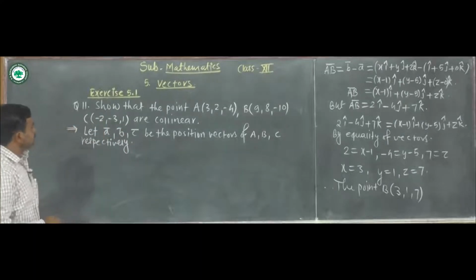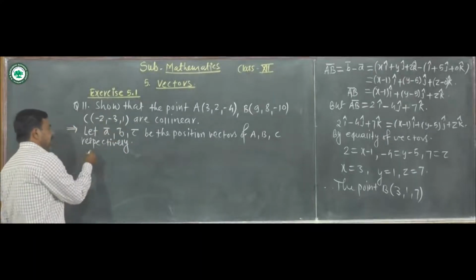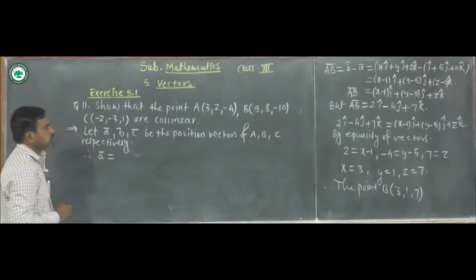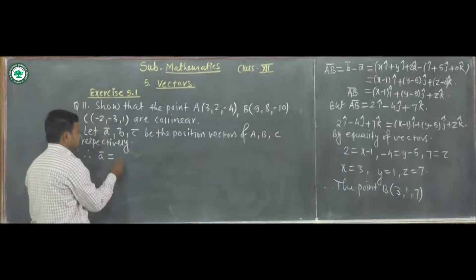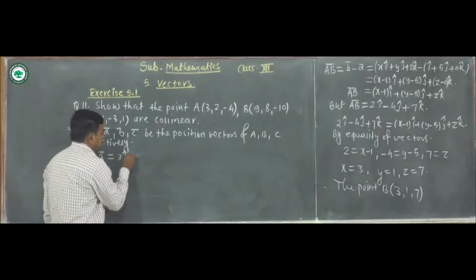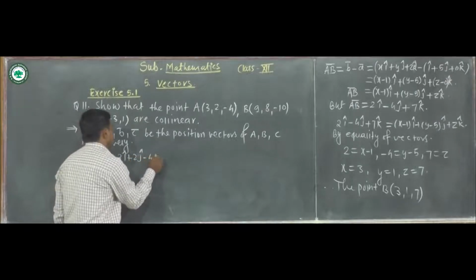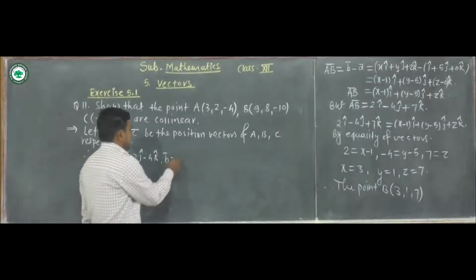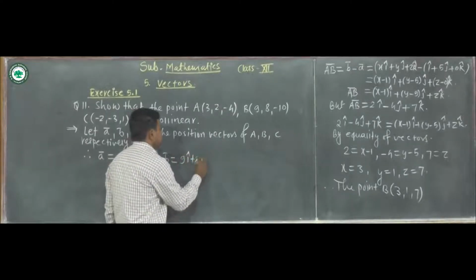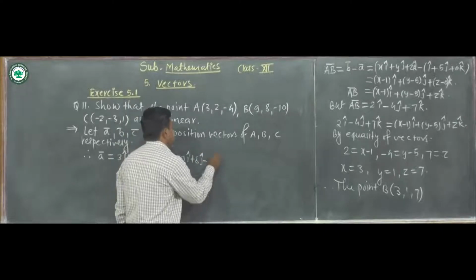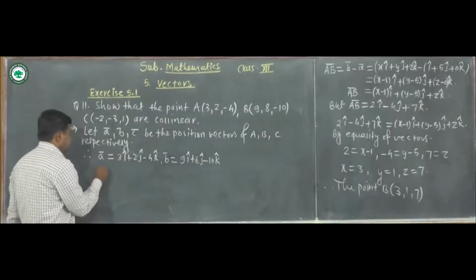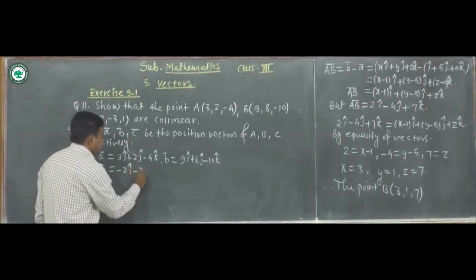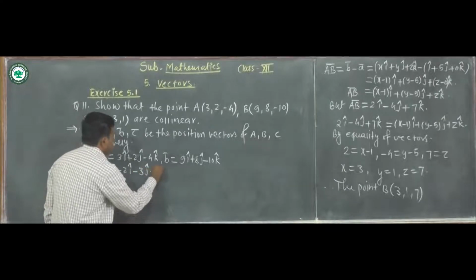So as a bar is the position vector of the point A, we can write a bar is equal to 3 i cap plus 2 j cap minus 4 k cap. b bar is 9 i cap plus 8 j cap minus 10 k cap. And c bar is equal to minus 2 i cap minus 3 j cap plus k cap.